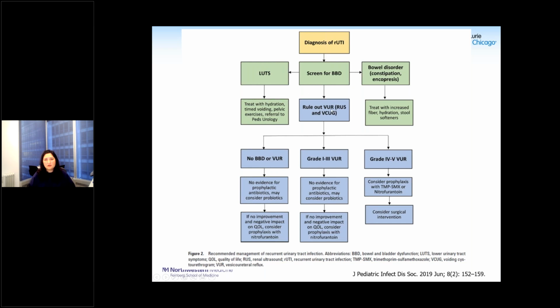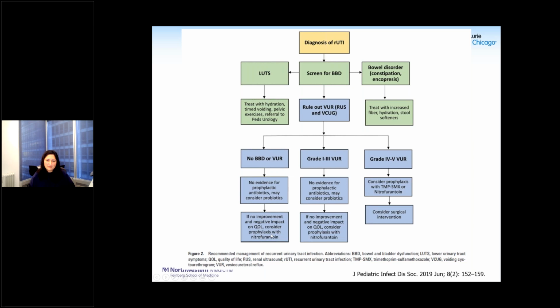We also want to screen for bowel and bladder dysfunction and constipation, and rule out VUR. If there's no bowel and bladder dysfunction or VUR, and there's really no evidence for prophylactic antibiotics, then you could potentially consider probiotics.